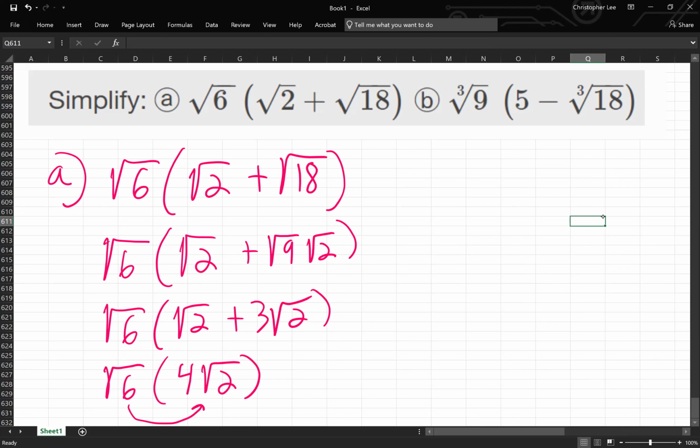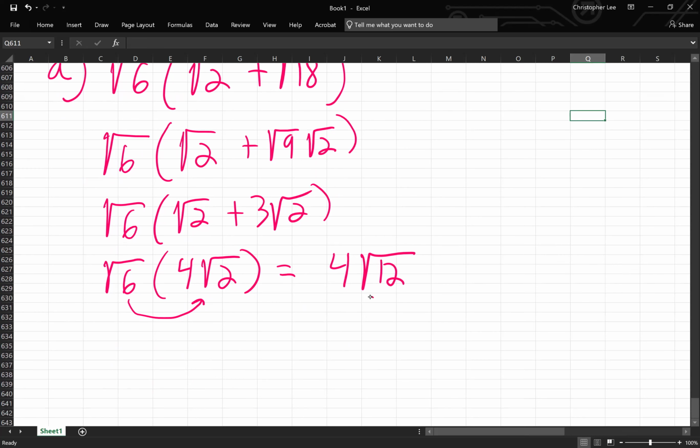Same thing, just distribute it out. Numbers with numbers, radicands with radicands. So this is 4 times 1, which is 4. And then square root of 6 times 2 is 12. Well, we could simplify that down. So this will become 4 square root 4 times square root 3. Square root of 4 is 2. So this is 4 times 2 square root 3. Call that 8 square root 3, and that's my answer.